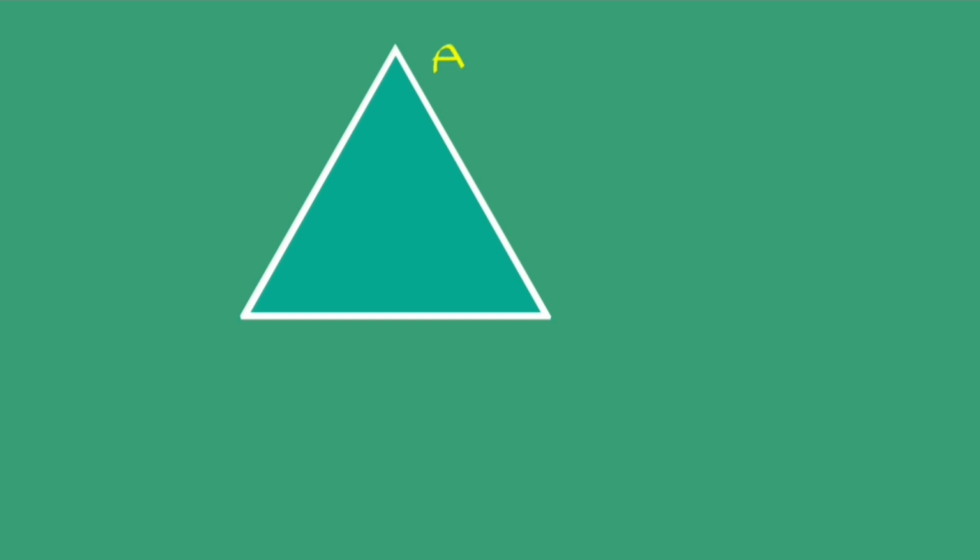Next, now here is a triangle. Suppose this vertex is A, B and C.